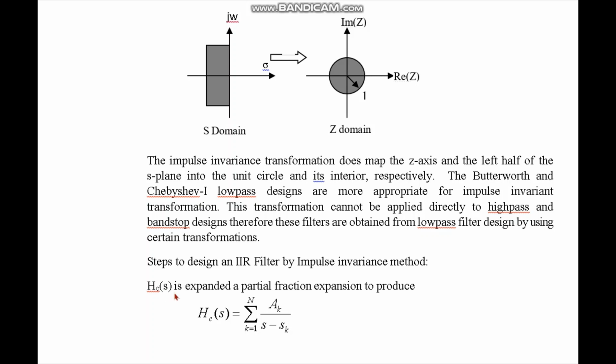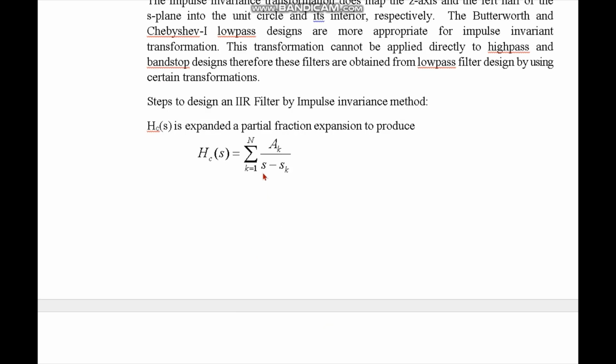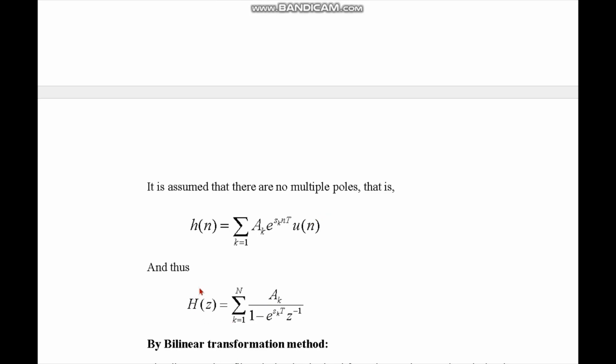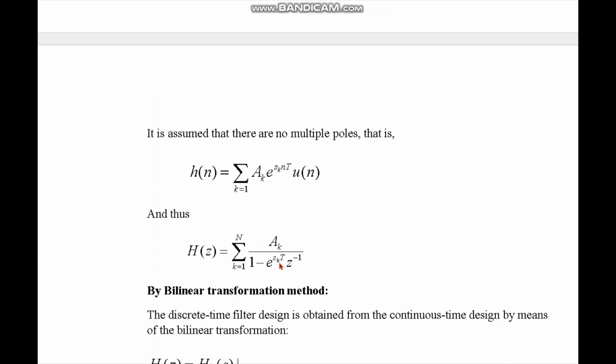The steps to design an IIR filter by impulse invariant method: the first step is we have to expand H(S) in the form of summation of A_k upon S minus S_k, that is in terms of the poles, the partial fraction expansion. It is assumed that there are no multiple poles and therefore we substitute H(Z) equals summation k equals 1 to N of A_k upon 1 minus e to the power S_k T Z inverse. Generally in the numericals the value of T is given to you and S_k is the pole, that is S minus S_k, one of the poles of the transfer function H(S), and this H(S) has to be converted into H(Z), that is we have converted an analog transfer function into a digital transfer function.